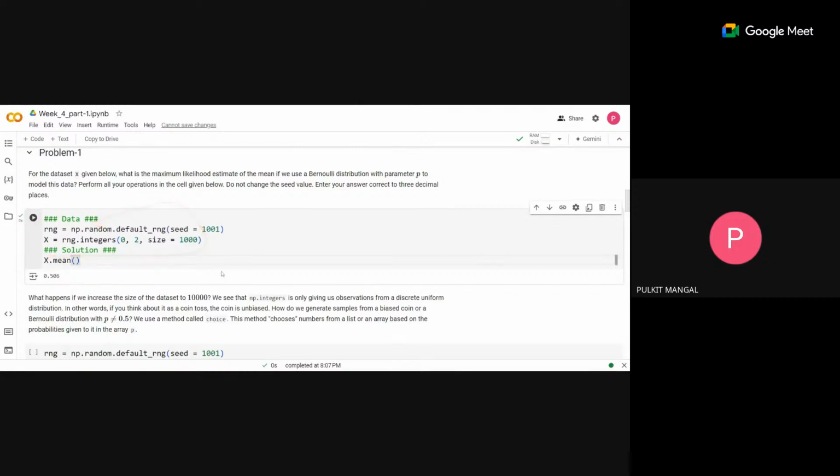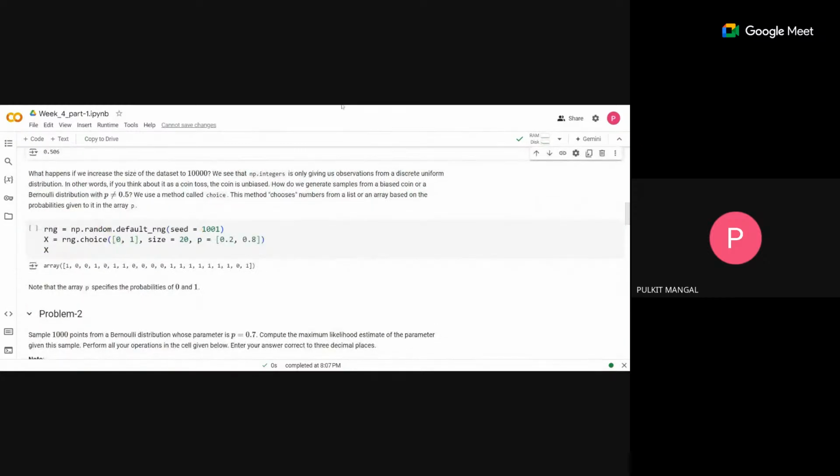Here they are introducing another way to sample the data points, in which we can go with some bias. How do we generate the biased coin? That is where p is not equal to 0.5, and that's where this choice method comes in. So this rng.choice, that's where we will use it.